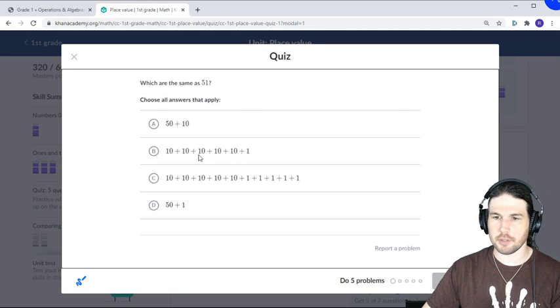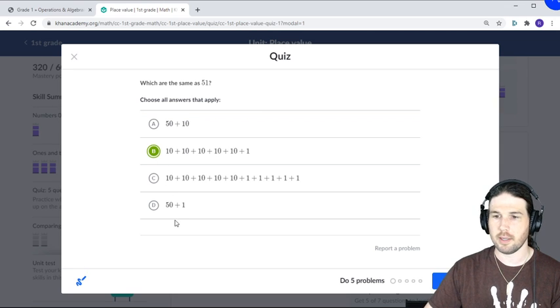51 is 1, 2, 3, 4, 5, 5 tens and a 1. It's definitely not this one, but it is 50 plus 1.